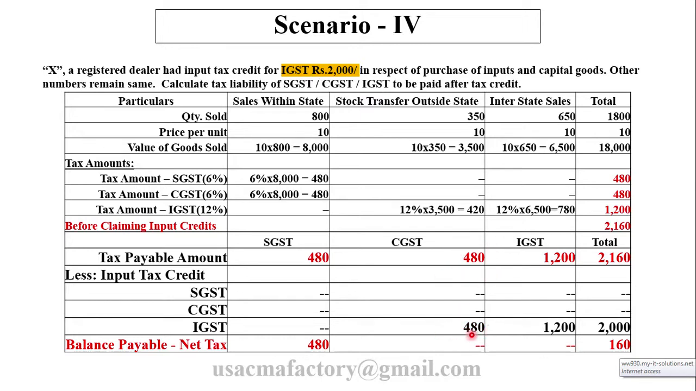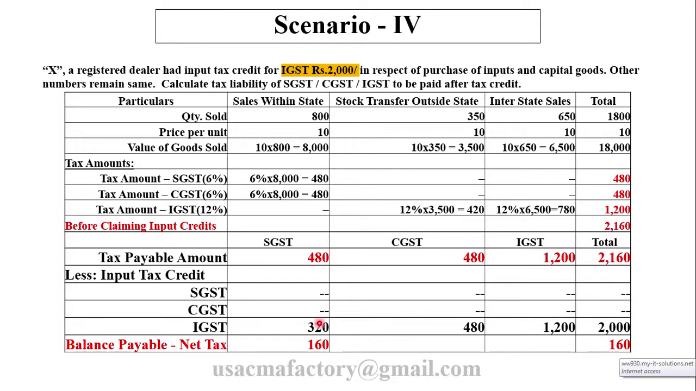So claimed the full amount. Still there is a balance, right? 2000 minus 1200 minus 480. Still there is 320. Now this 320 can be claimed against SGST. So the net payable tax is 160 after claiming IGST 2000.